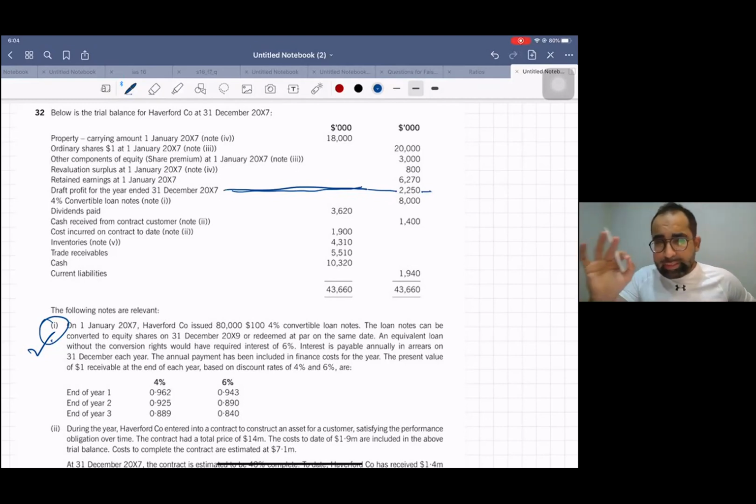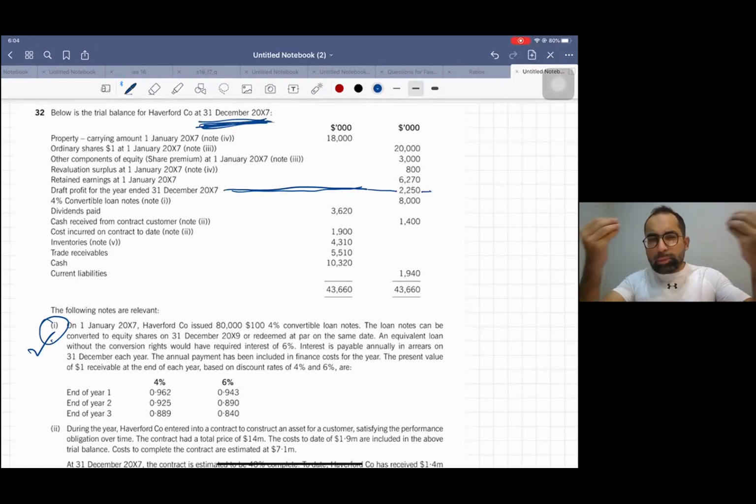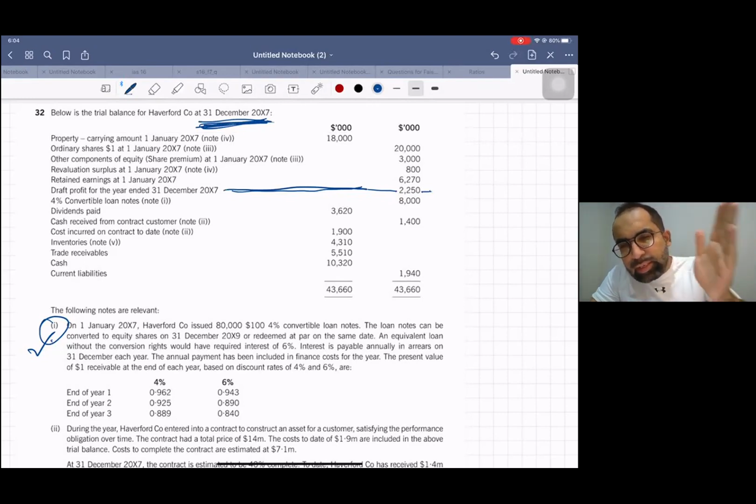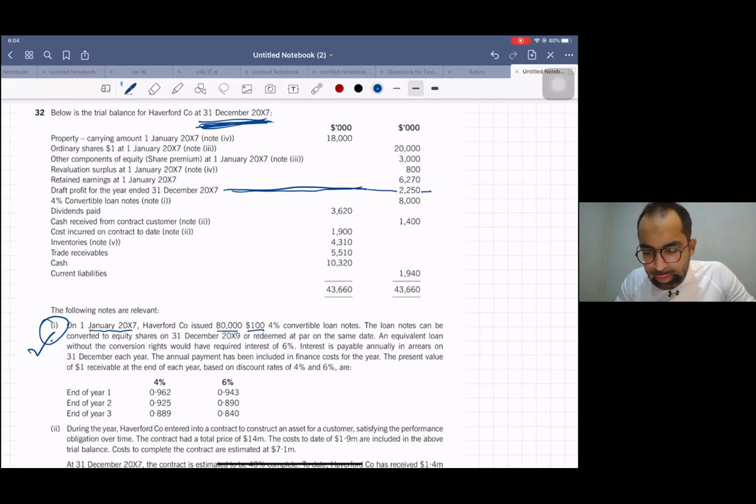Very simple. Now let's identify the basic marks. First of all, your year end. Always in any final account consolidation question, you need to identify the year end. So the year end is 31st of December X7, which means the start is 1st January X7. On 1st of January X7, Haverford Company issued 80,000 times $100, which makes 8 million. In our language, 8 million means 8,000.